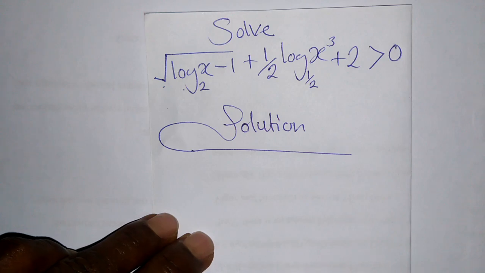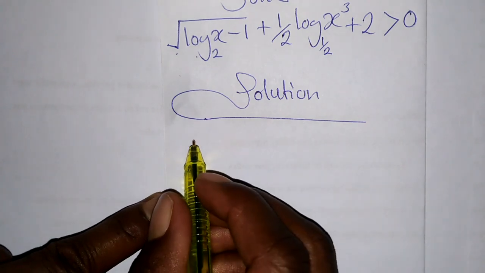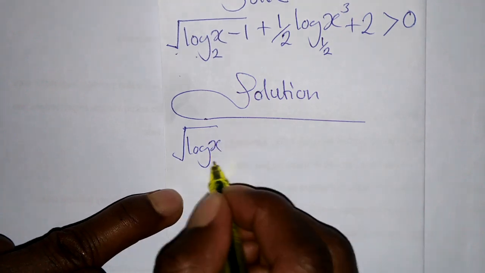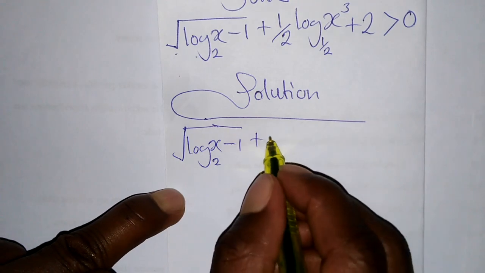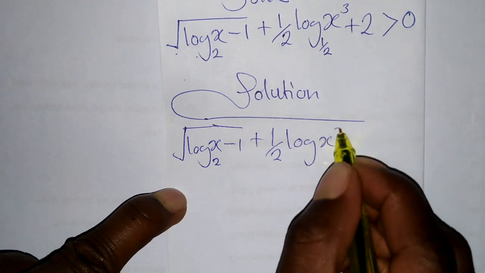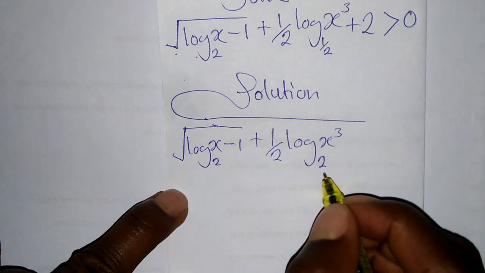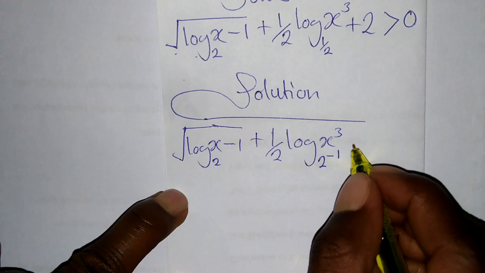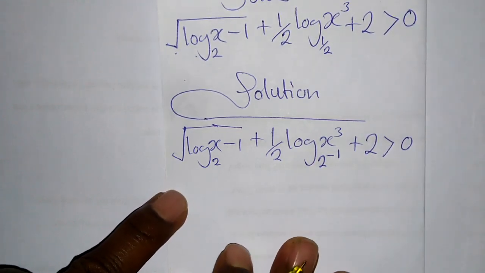Now, we will rewrite the equation in the form square root of log x base 2 minus 1 plus 1 over 2 log x to the power of 3, and this base we have 2 to the power of minus 1, plus 2 greater than 0.